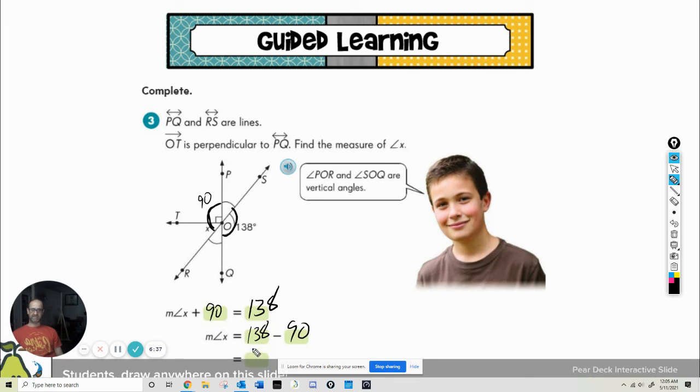138 minus 90 is 48. Okay? The way I was doing it and making a mess out of it, I mean, I'll show you. There's value to that, because I just start seeing stuff. I'm like, I'm going to fill it in. By the way, 138, what's missing right here?